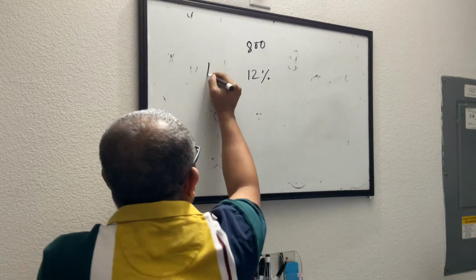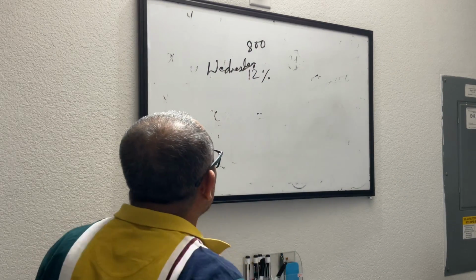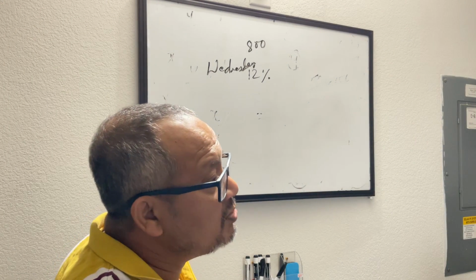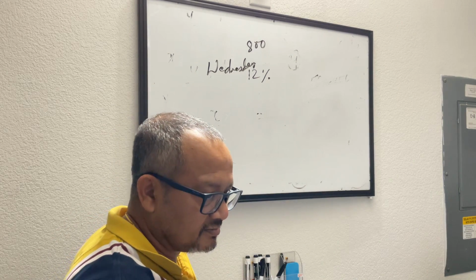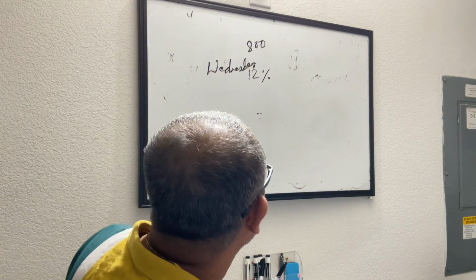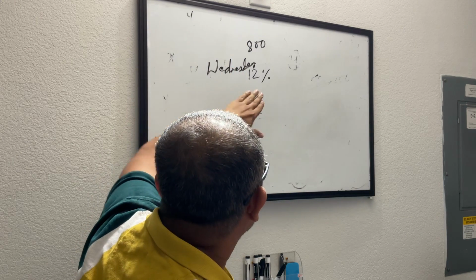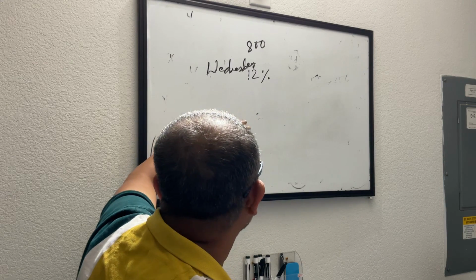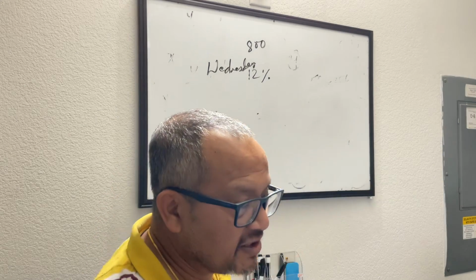Okay, so every Wednesday. How many students go home on Wednesday on time? I'm repeating the question one more time. Challenger Elementary School has 800 students. Every Wednesday, 12% of the students stay after school for chess tournament. How many students go home on time on Wednesdays?